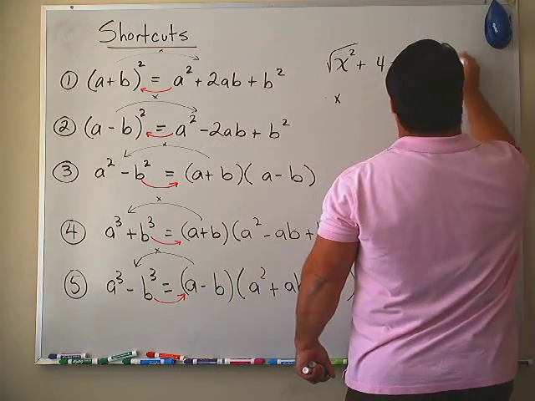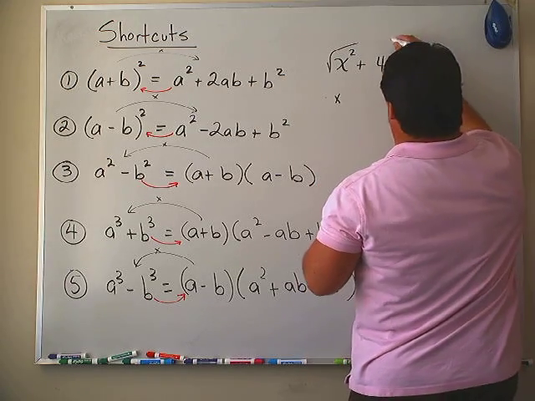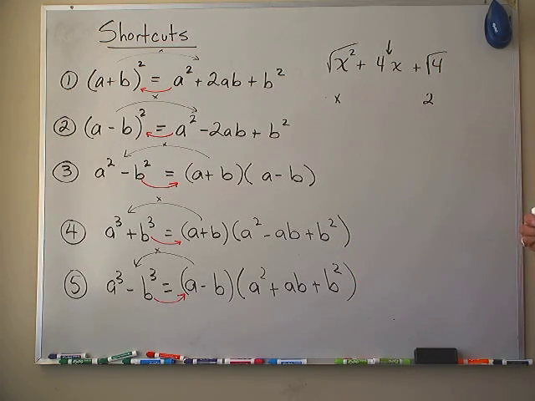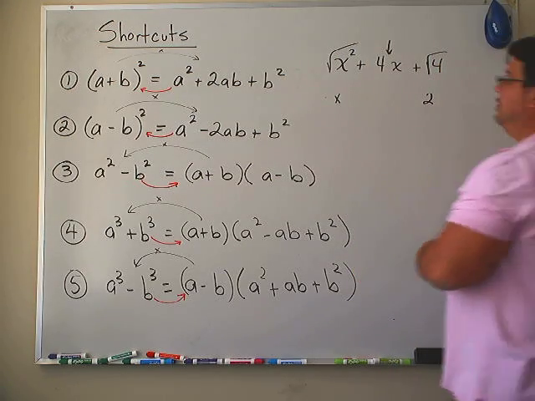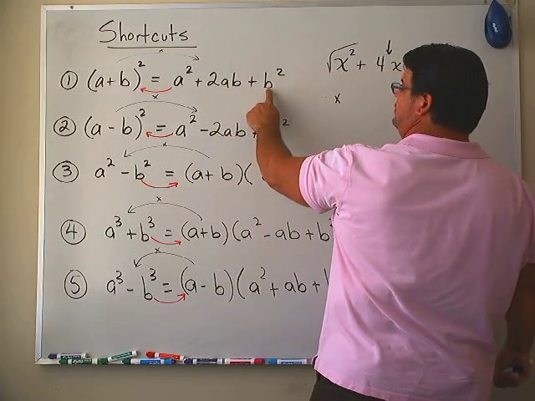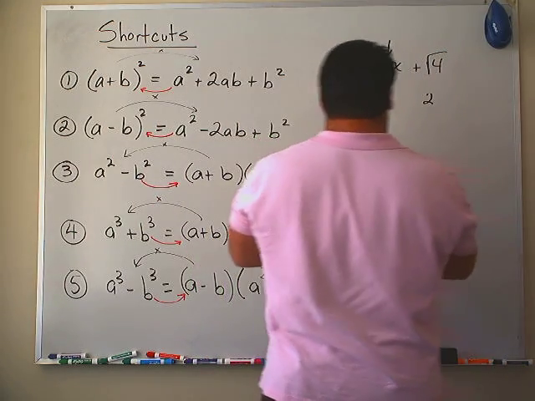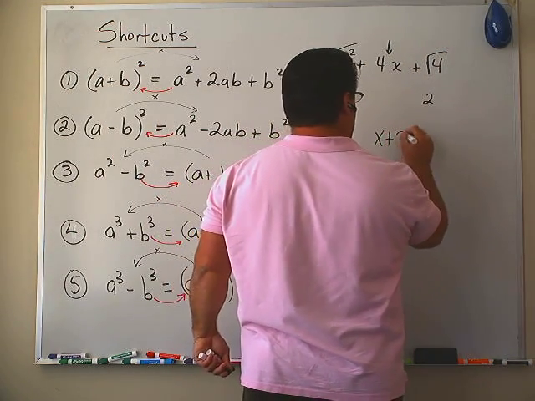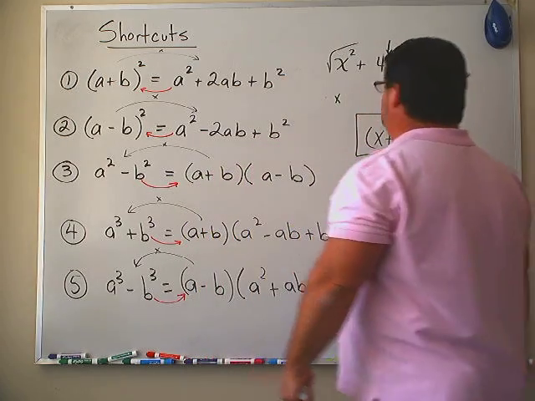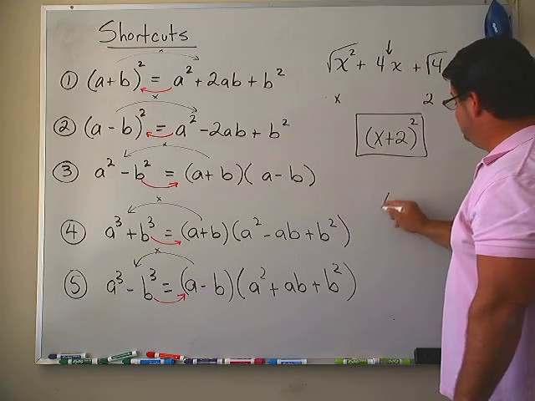So what is the square root of x squared? What's the square root of 4? 2. What's 2 times 2 times x? 4x. So this is a perfect square. Okay. So what you do is you take the square root of this term, square root of this term, and you plug them into this. So my answer is x plus 2 quantity what? Squared there. And you're done.